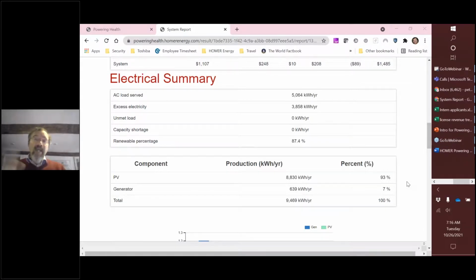But there's so many trade-offs, there's so many degrees of freedom, that is why you need a piece of software like this.